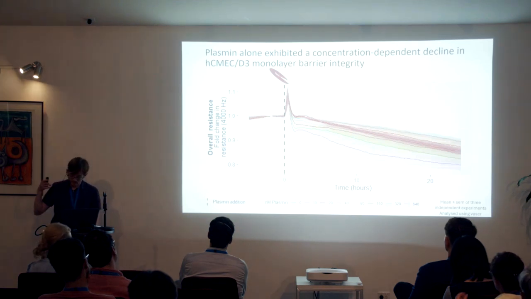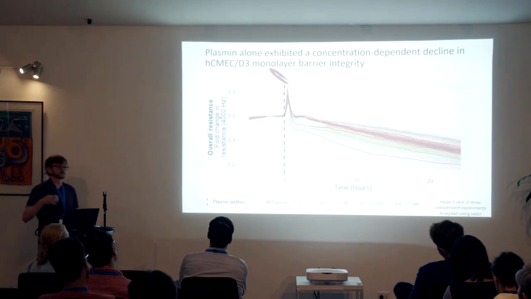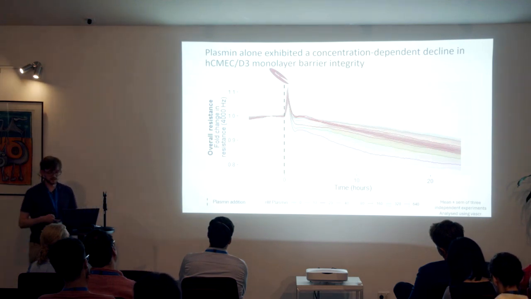Now, plasmin's another one of these things which is really difficult to work out what the concentration on the surface of an endothelial cell within an intact brain is, but even at half or quarter of that concentration, we are getting statistically significant differences.